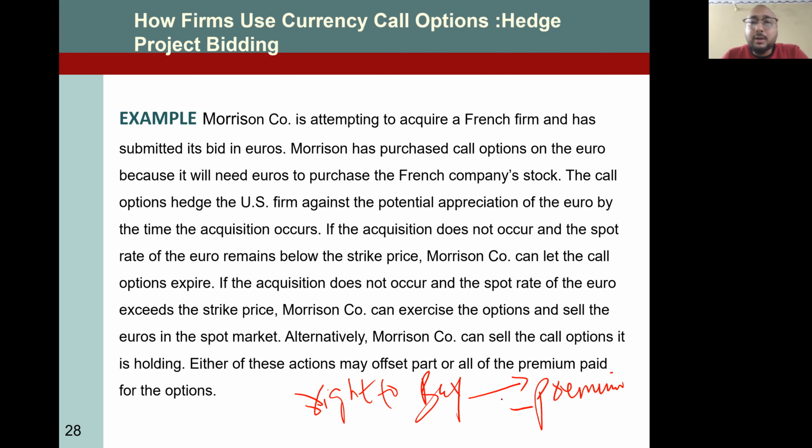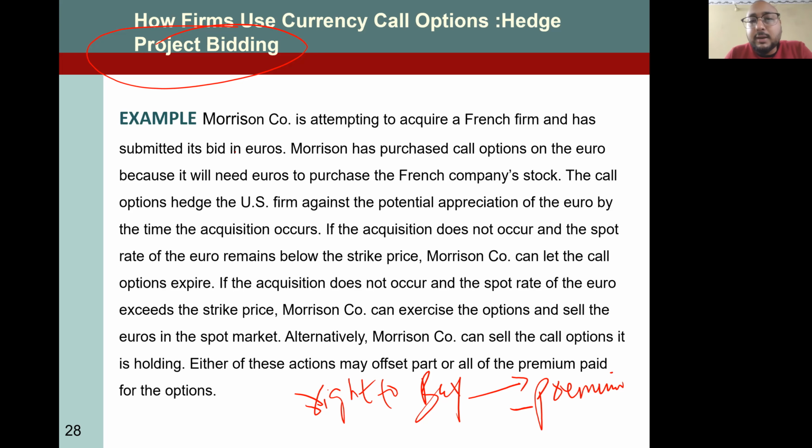So we can use a call option for hedging purposes. What is hedge? To reduce the risk. That doesn't mean that there is no risk. There is a risk, but we lock our risk. Hedging means to reduce risk. So how can we use the call option to hedge our project bidding? We have an example here from the reading material that I sent.